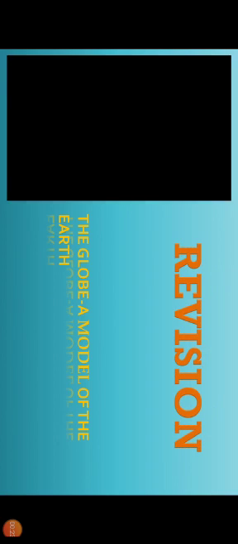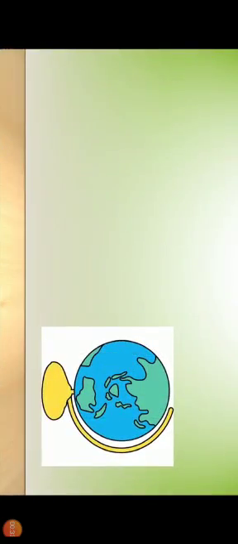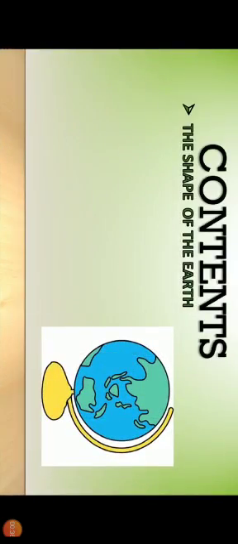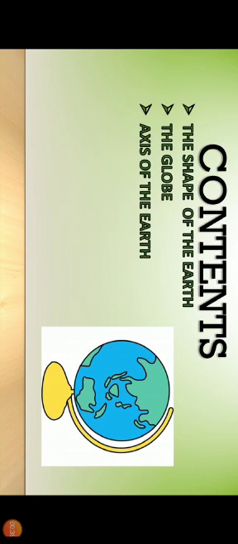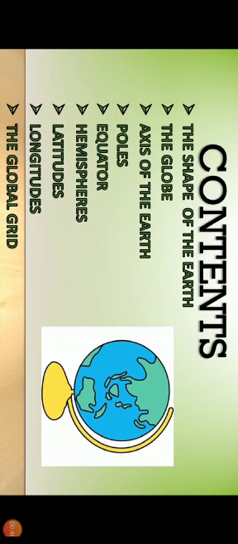So moving on to the session, today we will revise chapter 1 of Social Studies, the Globe, a model of the earth. I expect that you have read the chapter and gone through the notes. In today's presentation, we will talk about the shape of the earth, the globe, axis of the earth, poles, equator, hemispheres, latitudes, longitudes, and the global grid.